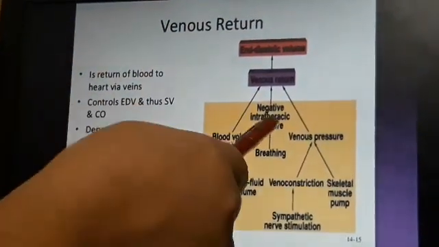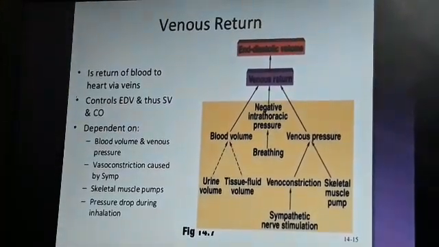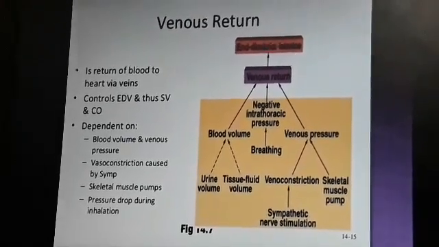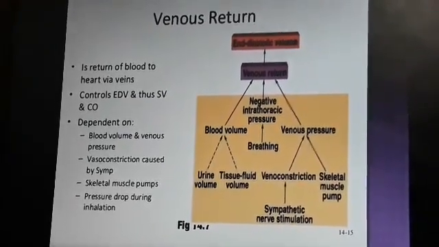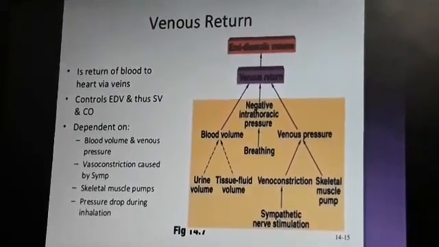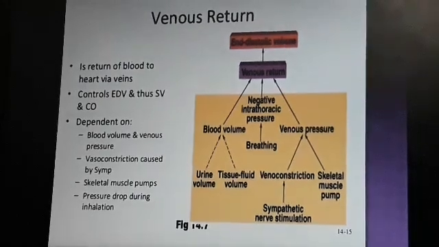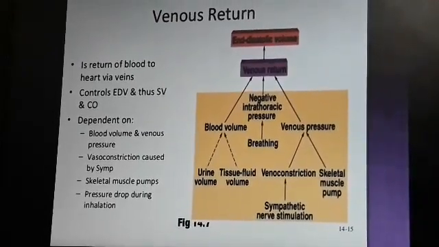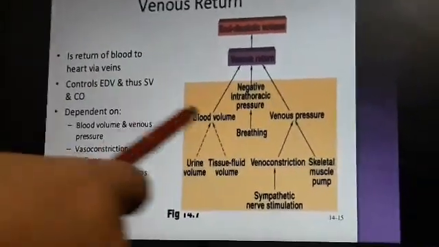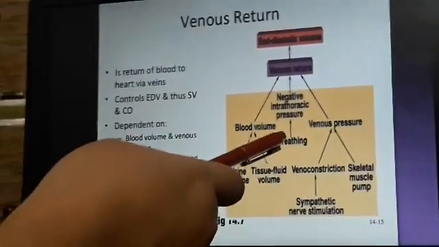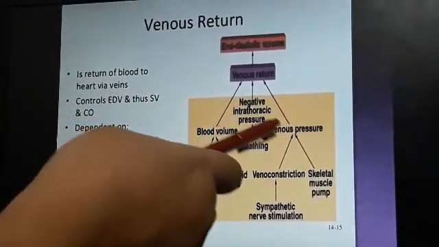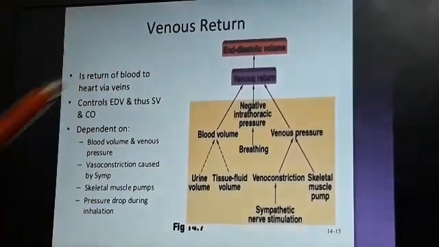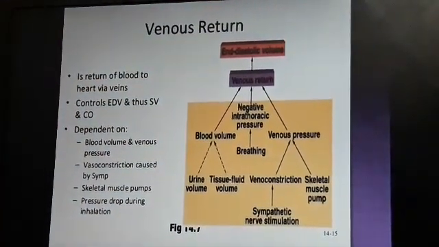Now the third factor is negative intrathoracic pressure. First of all, I would like you to think in a way that wherever there is a transfer of fluids and gases in an energy independent process, there should be a pressure gradient. So when we inhale, there is a negative intrathoracic pressure, due to which the air from outside can enter into the lung cavity. In the same way, during inhalation, the creation of negative intrathoracic pressure is able to suck the column of blood towards the heart. So this leads to an increase in the venous return as well during inhalation.